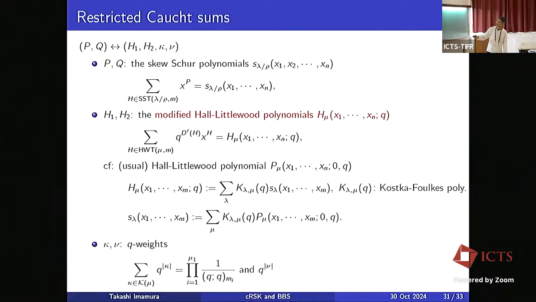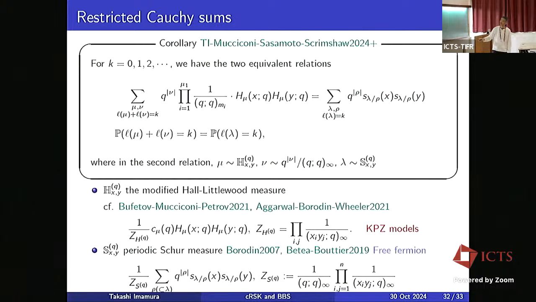So by using this bijection, we have a restricted Cauchy sum. But in this case, not a q-Whittaker, but some modified Hall-Littlewood polynomial appeared like this. And this is the result of the restricted Cauchy sum. Equivalently, this is a relation about the length of a certain probability measure for the modified Hall-Littlewood measure and the periodic Schur measure.